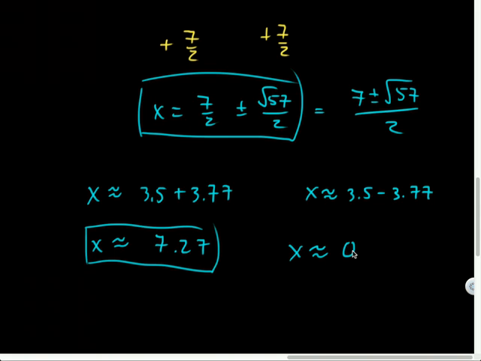What's this? 0.27. Nope, that'd be negative. Negative 0.27. Yeah. There we go. It's a little prettier. Not really though. But I'm fine with the exact solution up here.